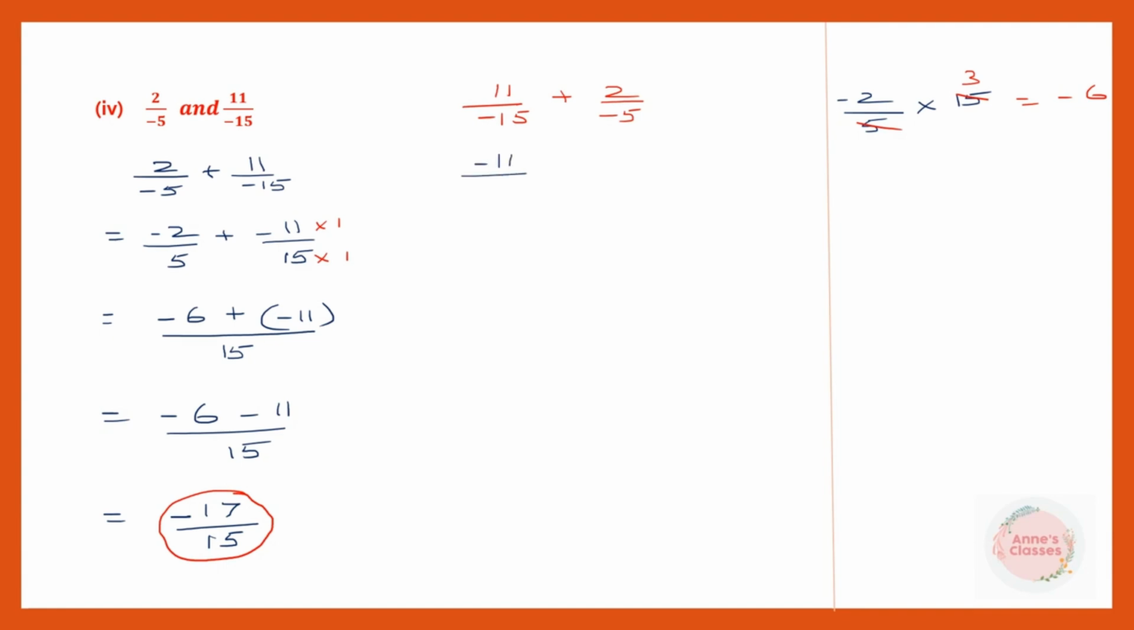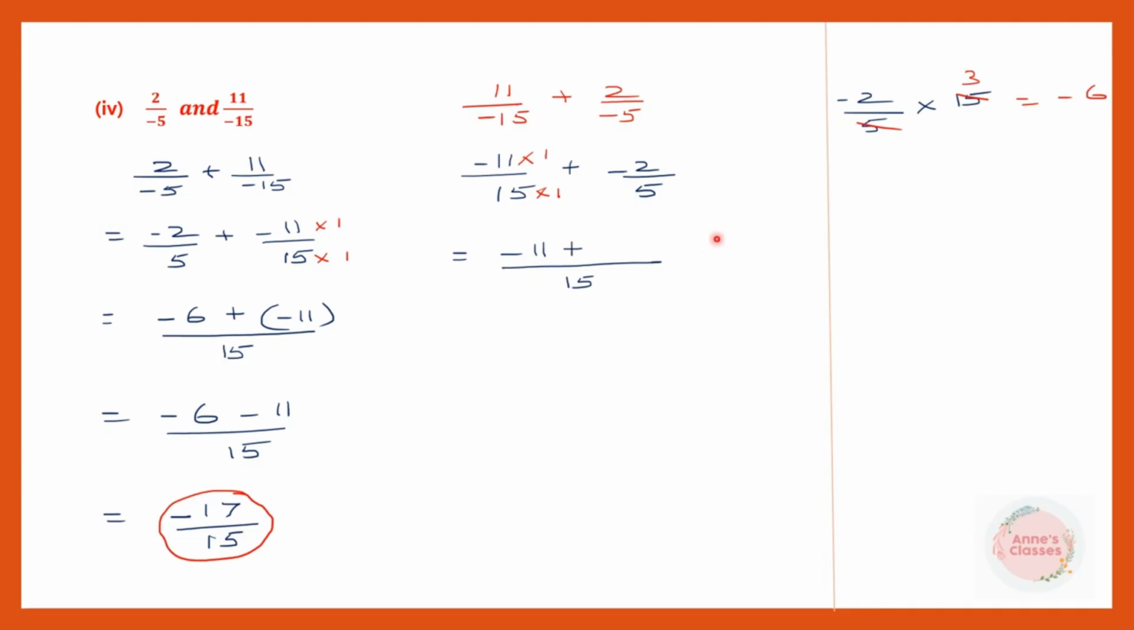So it becomes minus 11 by 15. Similarly, here it becomes minus 2 by 5. So minus 11 by 15 plus minus 2 by 5. The LCM is 15. And here, take the first rational number, denominator is 15. 15 ones are 15. So minus 11 into 1 is minus 11 plus, now let's do the next one.